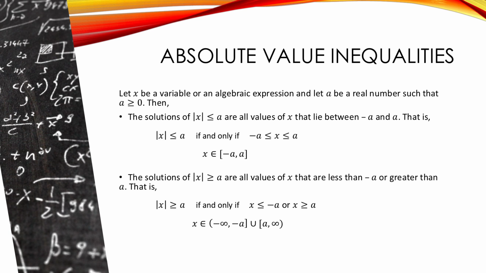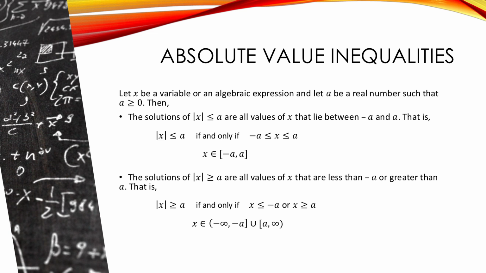So if we let x be a variable or an algebraic expression, meaning it could be x plus 5, 2x minus 3, or it could be one of the fractions we just looked at in previous examples, and we let a be any real number such that a is non-negative, meaning it's greater than or equal to 0, so it's positive or 0, then the solutions of the absolute value of x, or our expression being less than or equal to a, are all values of x that lie between negative a and a, meaning the absolute value of x is less than or equal to a if and only if x is between negative a and a. So negative a is less than or equal to x, which is less than or equal to a.